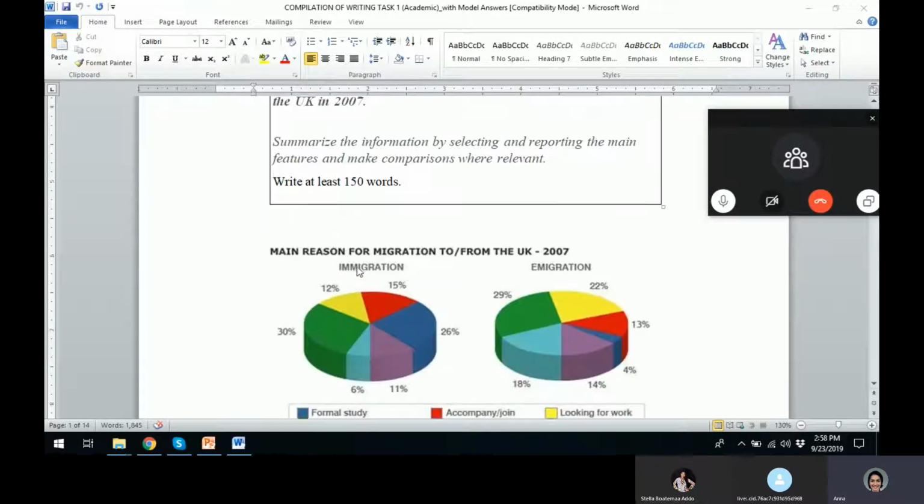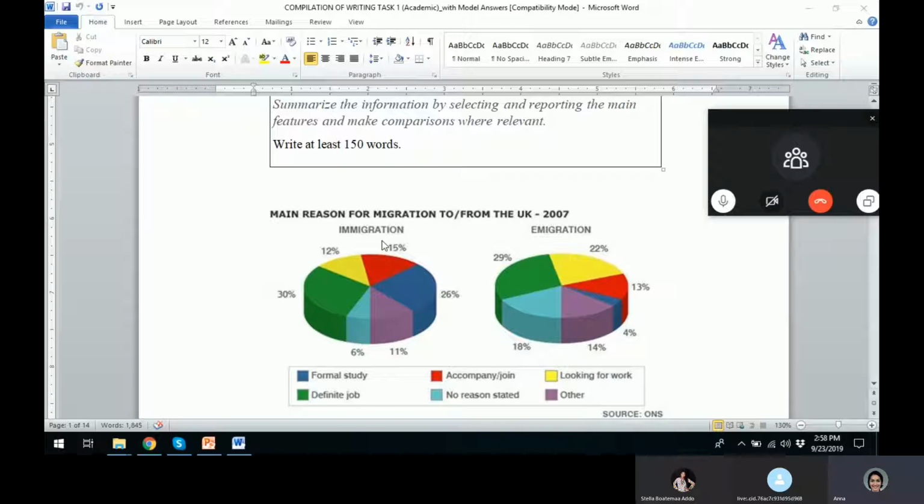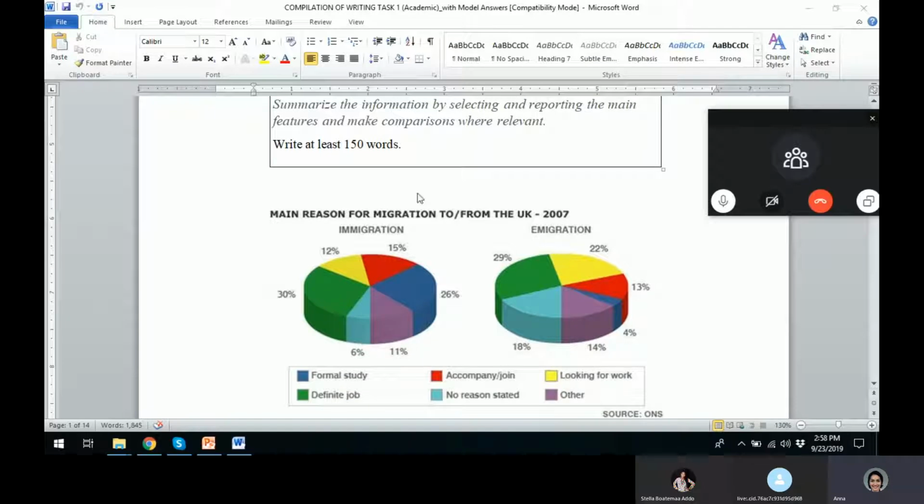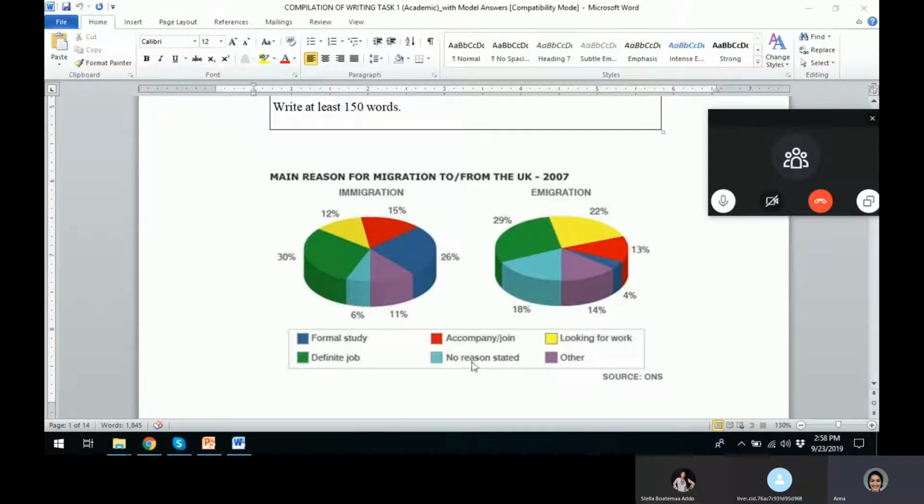So migration to is immigration. Migration from is emigration. Going in to the UK is immigration. Going out of the UK is emigration. You need to understand that. And these are the main reasons: formal study, definite job, accompany or join, no reason stated, looking for work, other.